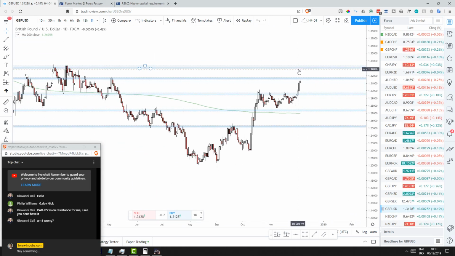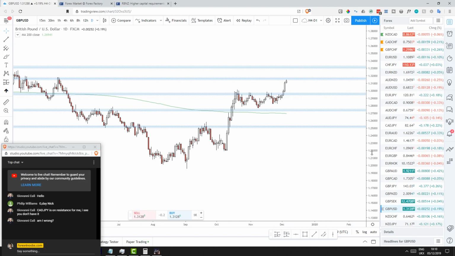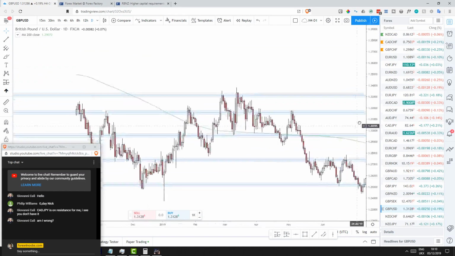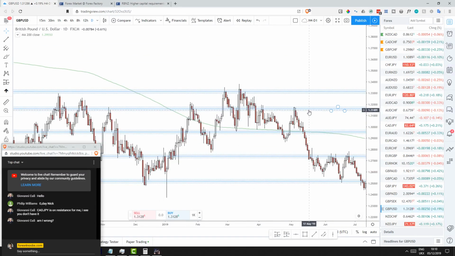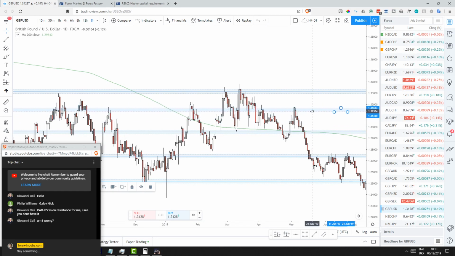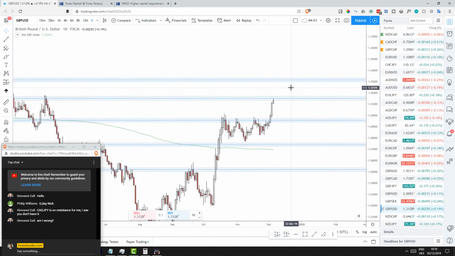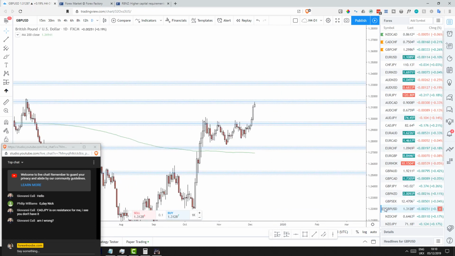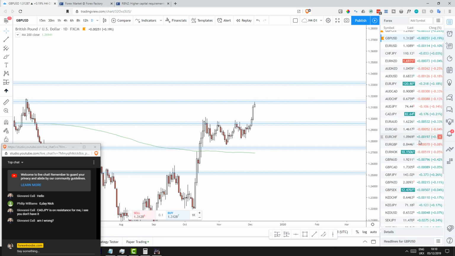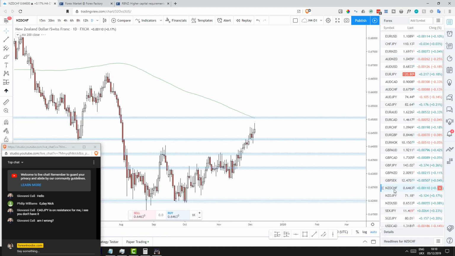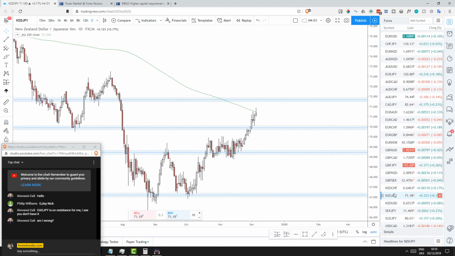GBPUSD is pushing up to resistance. This one's hitting it. It's actually quite close to the resistance area. Let's keep an eye on GBPUSD for a potential short from this resistance area if it stalls out here. It's already showing signs of stalling out.